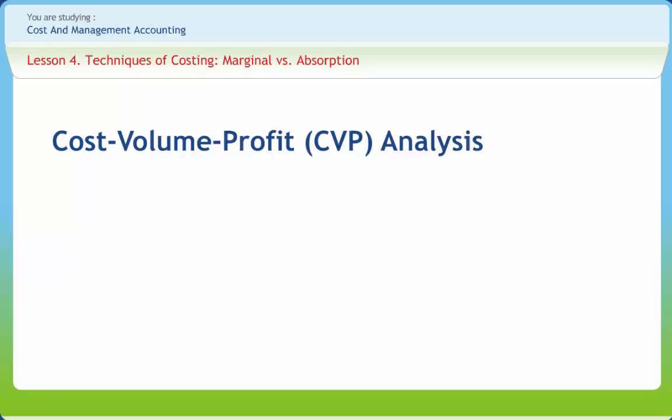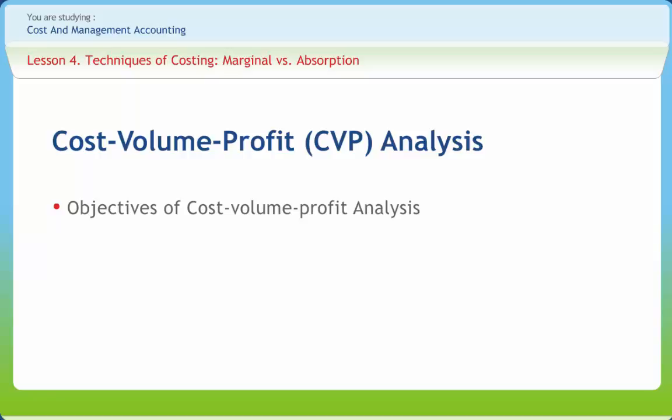Analysis of cost volume profit involves consideration of the interplay of the following factors: volume of sales, selling price, product mix of sales, variable cost per unit, total fixed costs. The objectives of cost volume profit analysis are: in order to forecast profit accurately, it is essential to know the relationship between profits and costs on one hand and volume on the other.